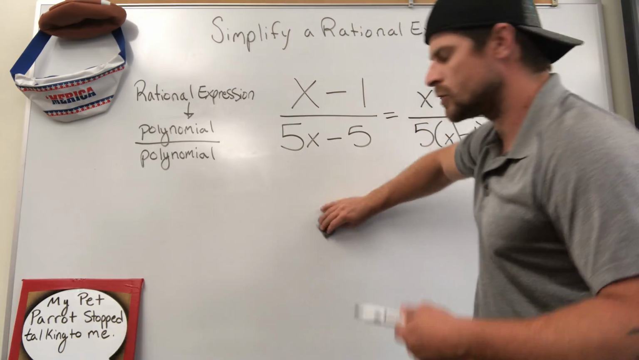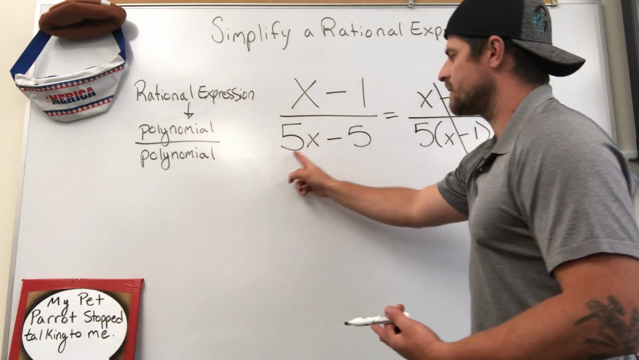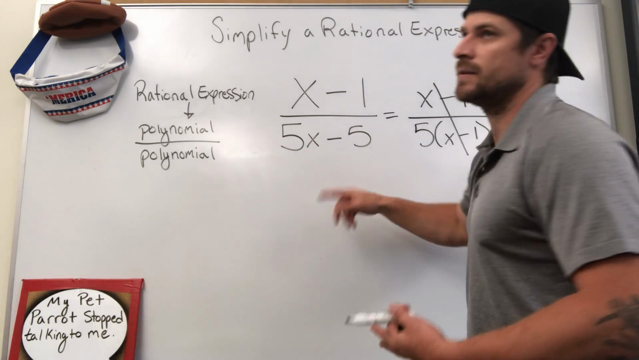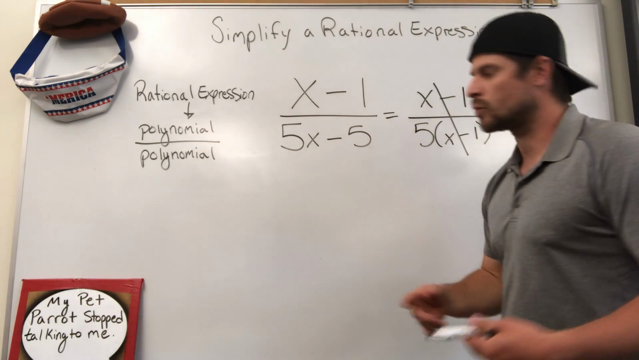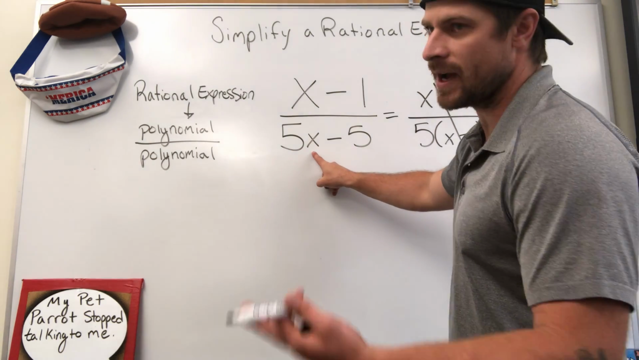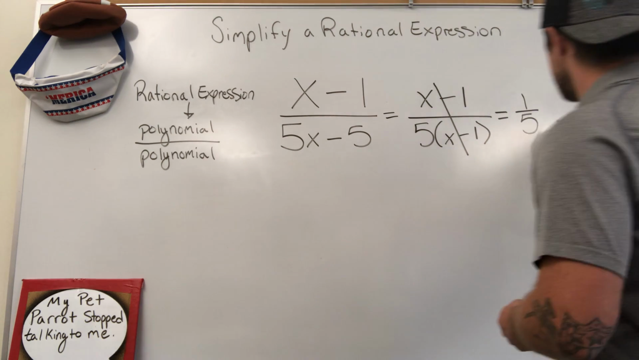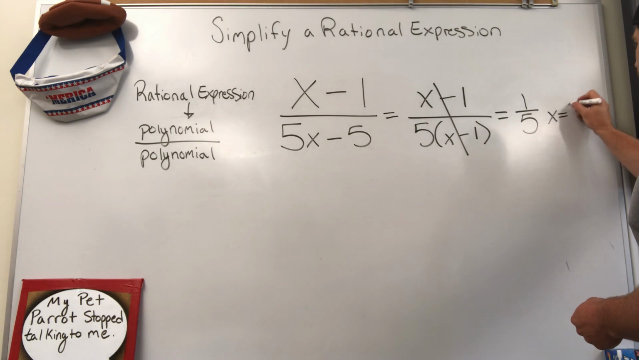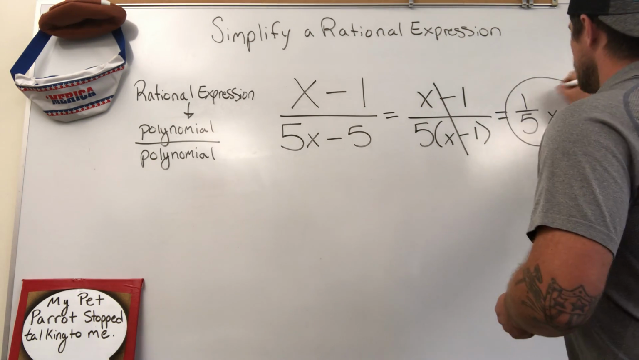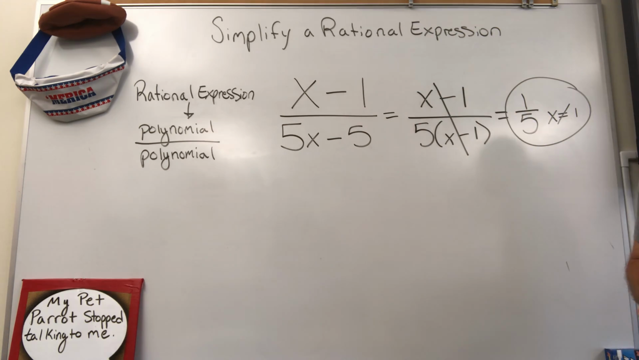So take a second, most of you could probably do this mentally. 5 times something minus 5 equals 0. Well, that number would be 1. 5 times 1 makes 5. Take 5 more away, we'd be left with that big fat 0. So our excluded value is x cannot equal 1. And we have now simplified the rational expression.